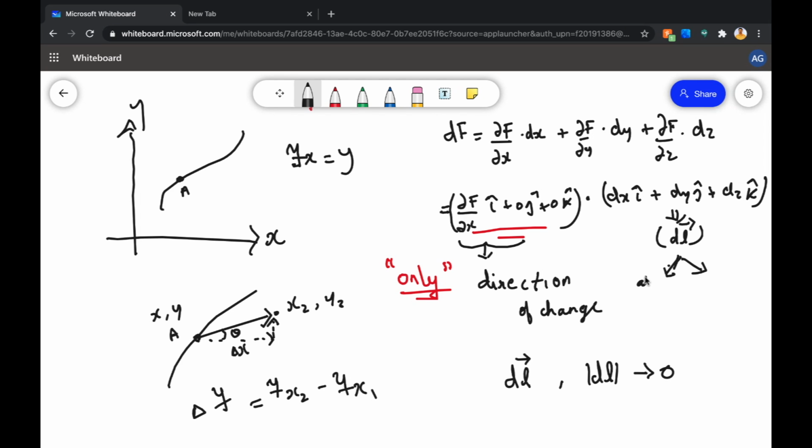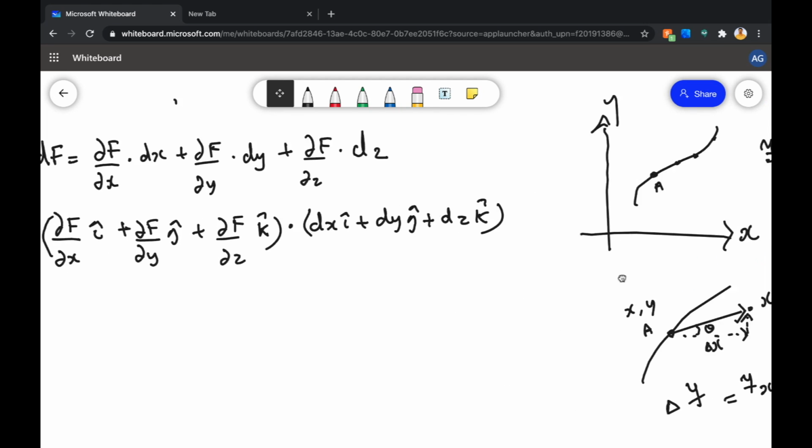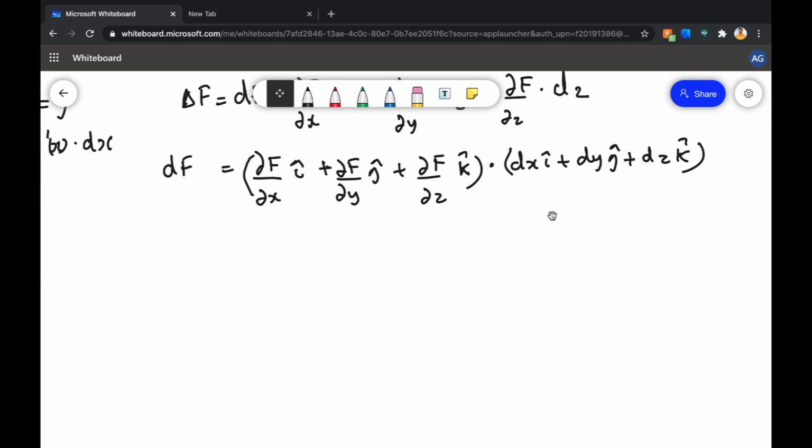One component is along the direction of change, and one component is perpendicular to the direction of change. Now, since this is a 2D curve, at any point x, the direction of change would only be this, because there is no y and z. But here, now focus carefully, here the direction of change, the only direction of change at x comma y comma z is this.